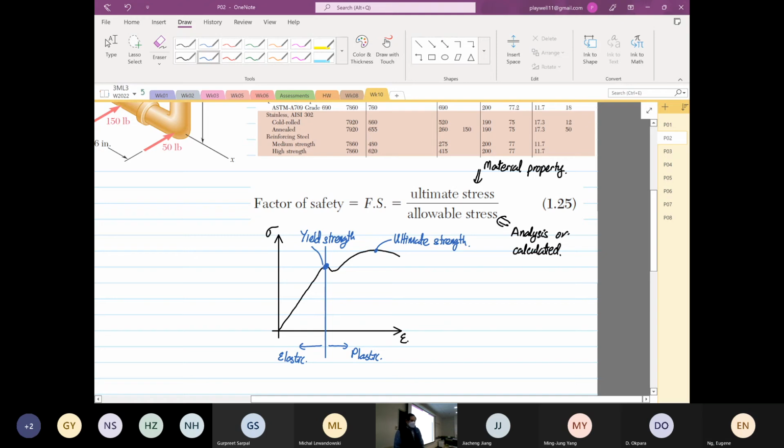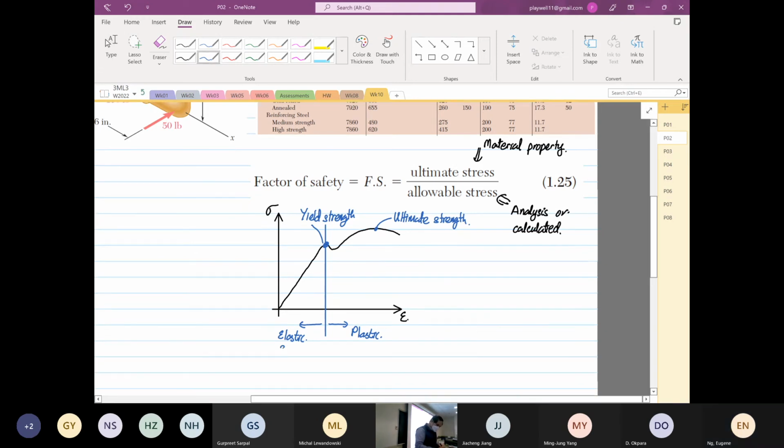Okay. So for this course, 3ML3, we want to focus on the what? On the elastic region, yes or no? On the right-hand side is 3MF3, the manufacturing class or manufacturing processes.